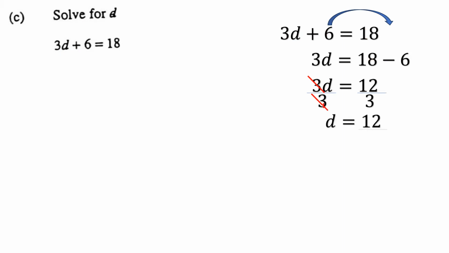So we're left with d is equal to 12 over 3, which means that d is equal to 12 divided by 3. 12 divided by 3 is 4. So that means that d is equal to 4. So the value of d that satisfies this equation is 4. And it makes sense because if you look at it, 3d is 3 times 4. 3 times 4 is 12. And add 12 to 6. 12 plus 6 is definitely going to be 18. And so the value of d that satisfies this equation is 4.